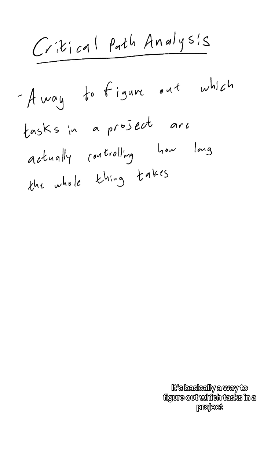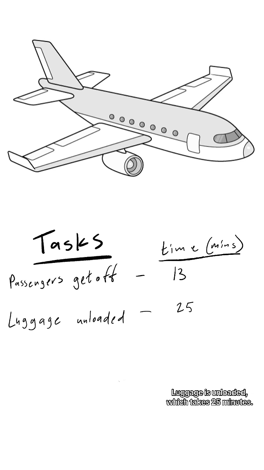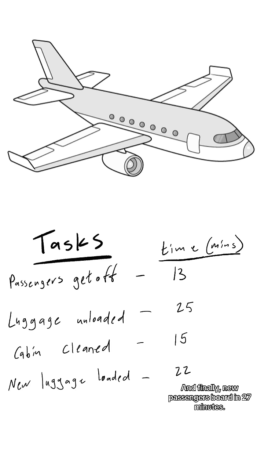It's basically a way to figure out which tasks in a project are actually controlling how long the whole thing takes. Let's take an airplane that just landed. Before it can take off again, a few things need to happen. Passengers get off, which takes 13 minutes, luggage is unloaded, which takes 25 minutes, the cabin gets cleaned, which is 15 minutes, new luggage is loaded, which is 22 minutes, and finally, new passengers board in 27 minutes.